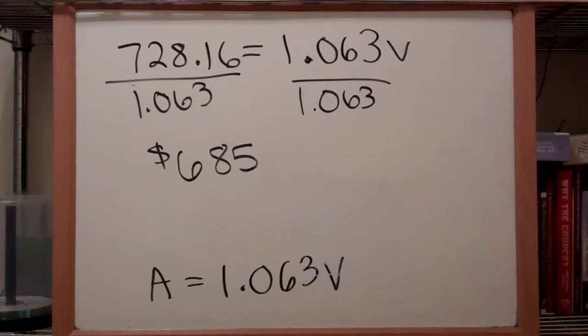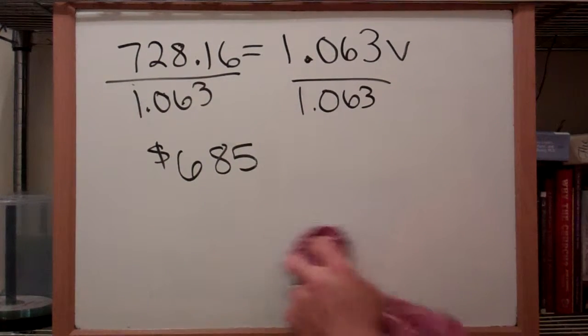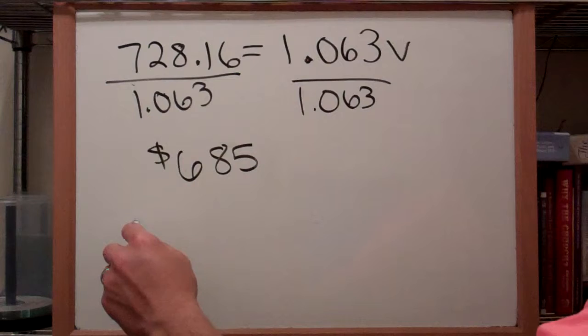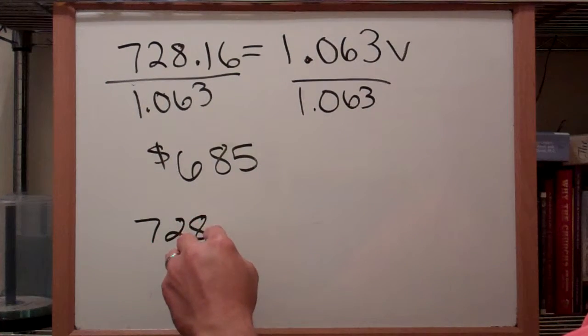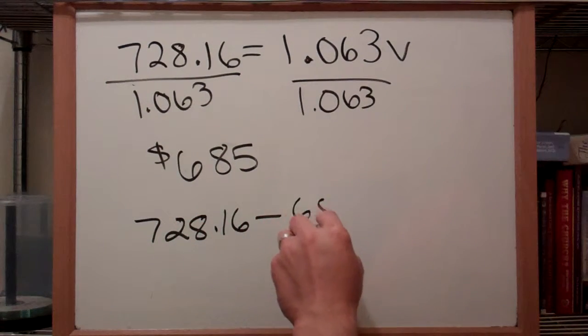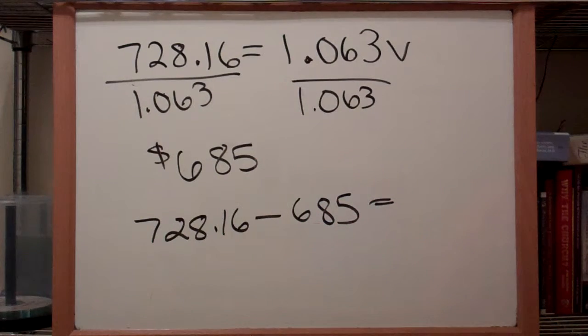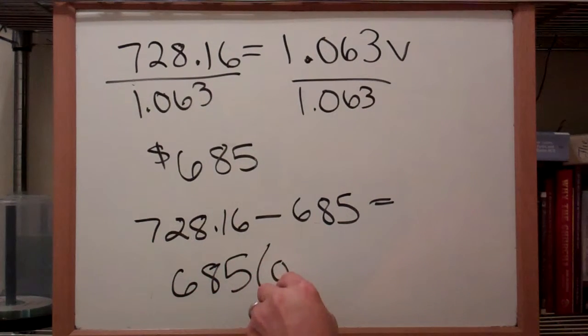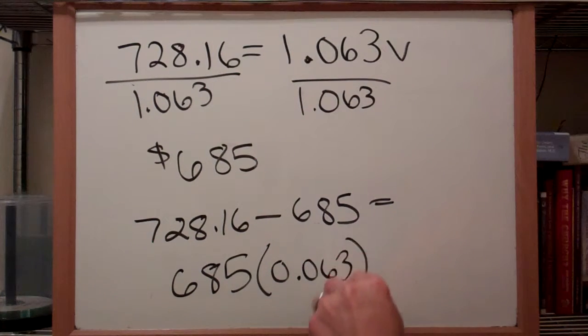In Part C it says, how much did your parents pay in taxes for the TV? Here you can do one of two things. You can take the $728.16 and subtract the $685, which would tell you how much they paid in taxes. Or you could simply ask what 685 times 0.063 would be. Both of these will yield the same thing.